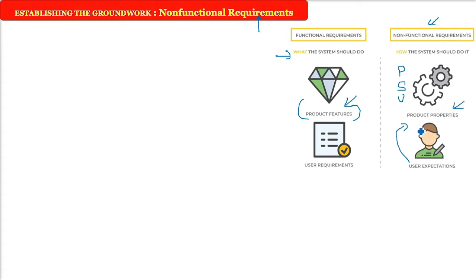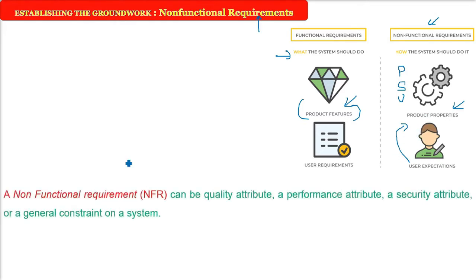For example, we need, say, an add button and a delete button. This is functional, but we want this to be done in a certain time. That is non-functional. The non-functional requirement, or NFR, can be a quality attribute like usability, security, performance, maintainability. It can be a performance attribute, that is, how much time it should take. For example, for file transfer, the industry standard for 1 GB is 5 minutes in, say, an Ethernet environment. But if it takes 10 minutes or 30 minutes, it's not acceptable.